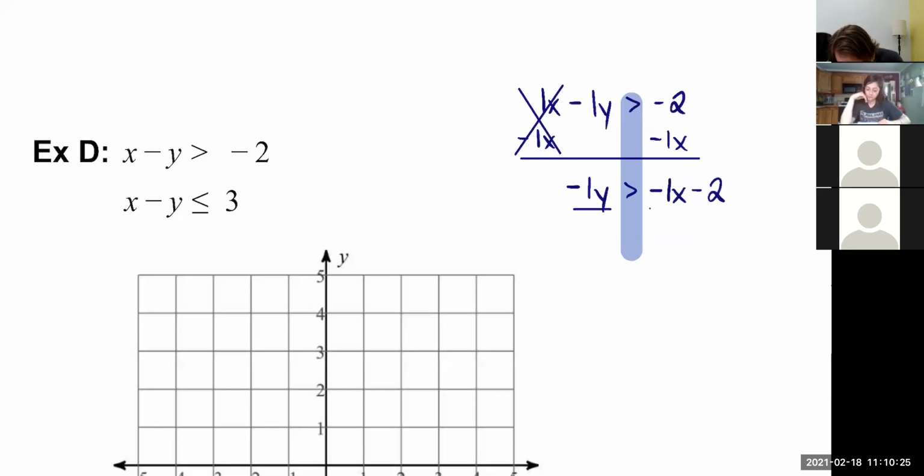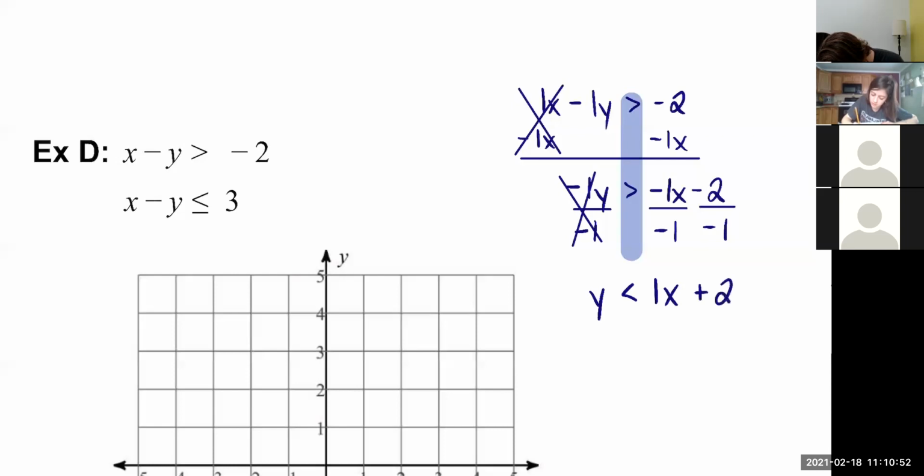Then I go through and divide every single piece, every term I should say, by negative 1. So I get y by itself. I did divide by a negative, so the sign is going to become a less than symbol. But negative 1x divided by negative 1 is going to give me a positive 1x. Negative 2 divided by negative 1 is going to give me a positive 2.